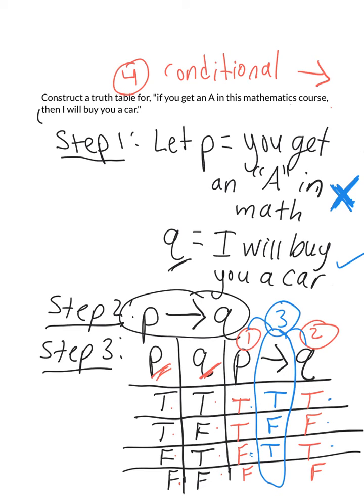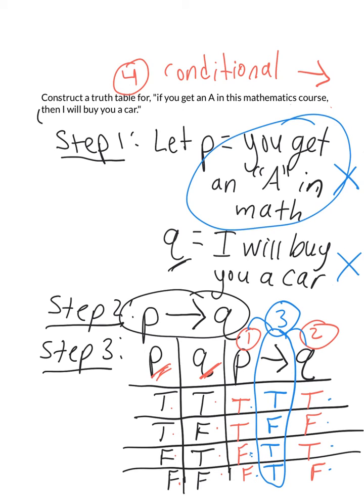And here's the really confusing one. The last row, 2 F's, are going to surprisingly make a true because of the same logic. Since you don't get the A in math, I never bought you the car, but again, you never upheld your end of the bargain. The if portion never came true, so who cares what I do? The point is I told the truth. The only time I've lied is in row 2.